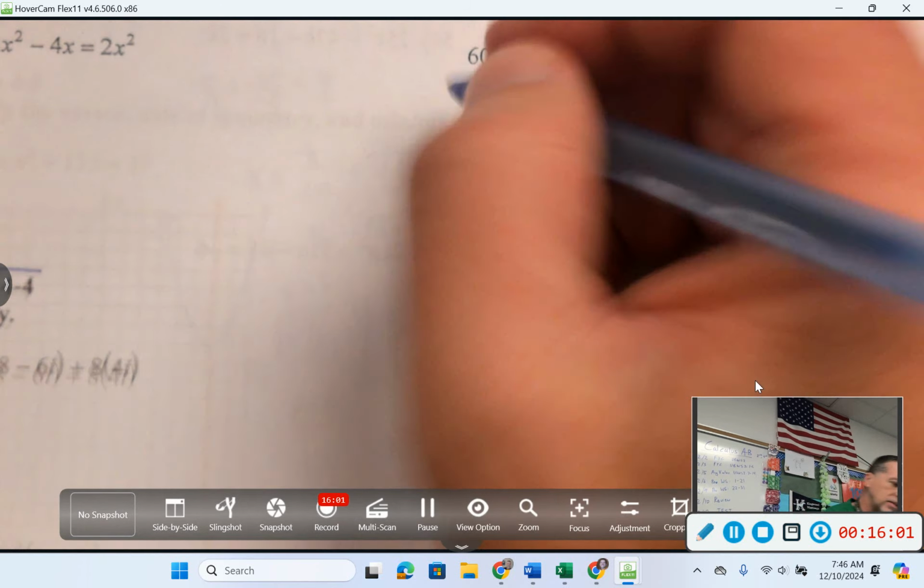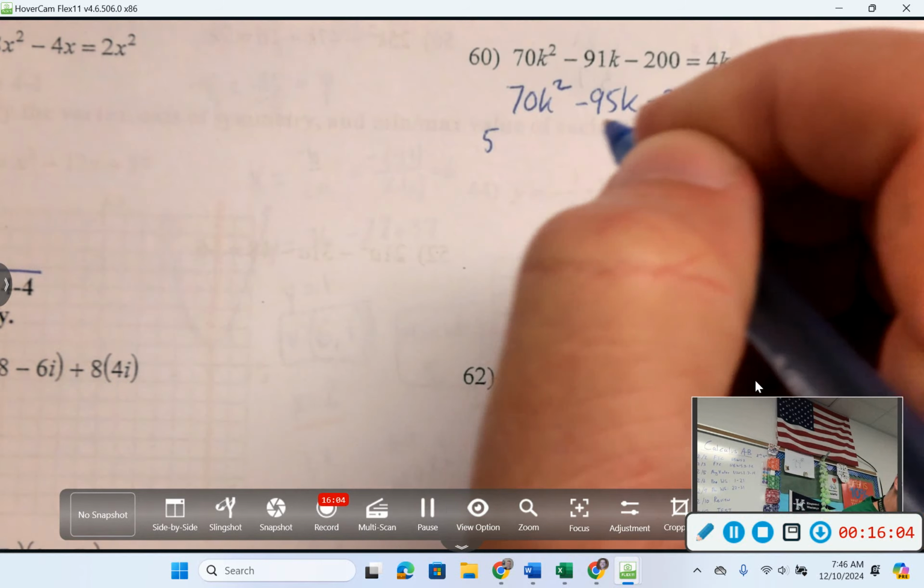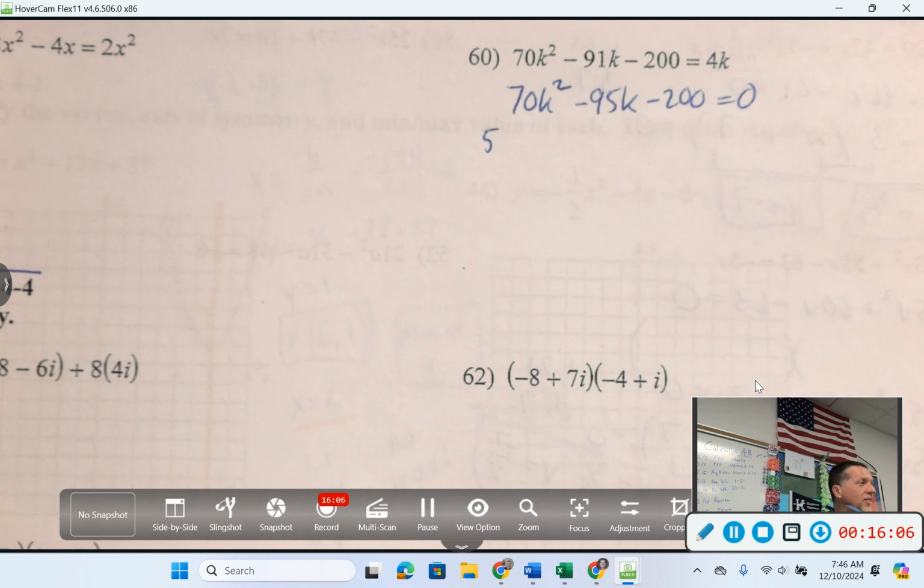I can divide by 5 since it's an equation, so I don't have to leave the 5 out front. Or if you don't take out the 5, you still get the same answer. It'll just be a longer, rougher path to get there.